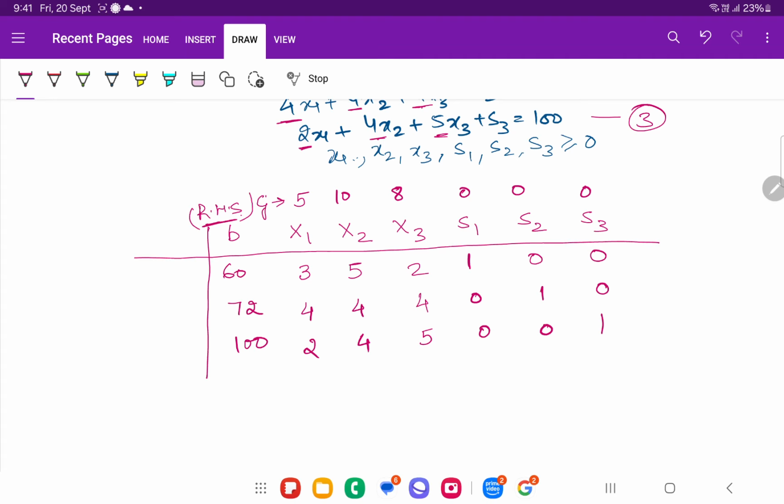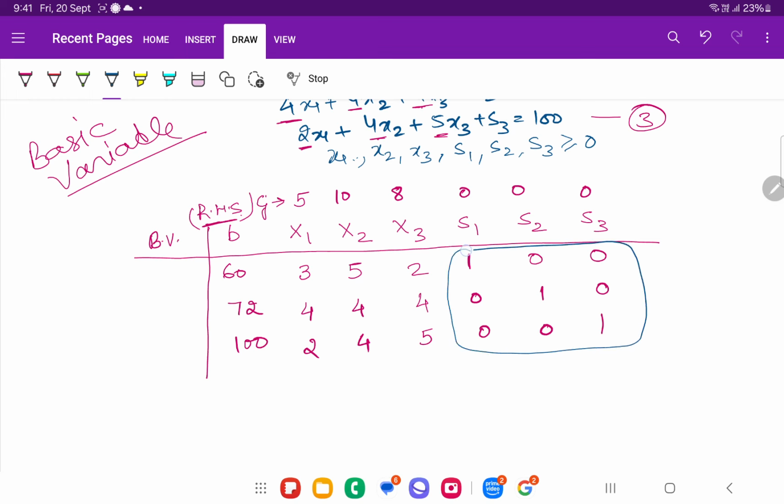Alright. So these are the coefficients, and I will have one more column which stands for basic variable. In this column you will write down those variables in which an identity matrix is getting formed. And you can see that the identity matrix is between S1, S2, S3.